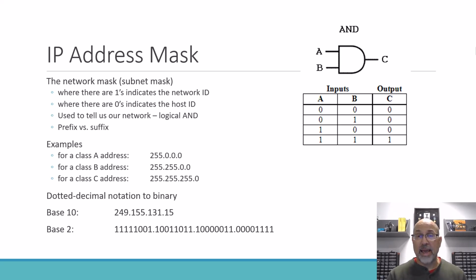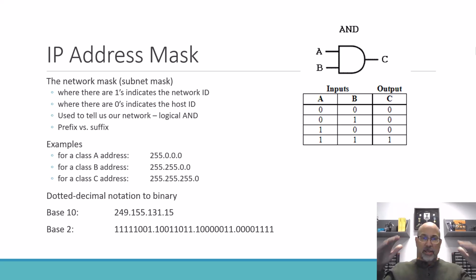So when you look at a class A with all of those zeros, and if you converted those zeros to binary, there'd be 24 of them, you would have a really big network. Why? Because the address range that's possible in a class A is enormous. If you compare that to a class C, there are only 8 binary zeros. So there are only 256 possible addresses in a class C compared to millions in a class A. Class B's have 65,536 possible addresses.